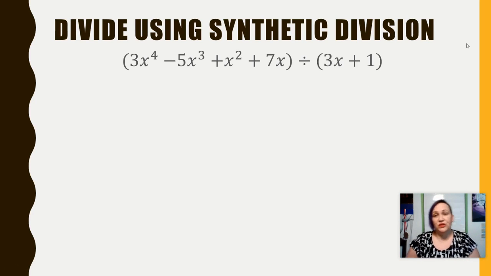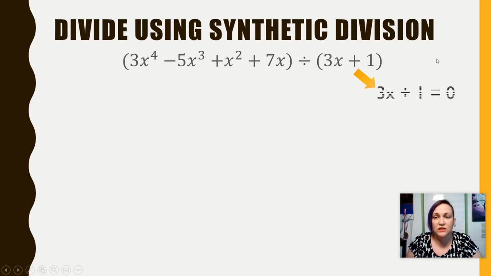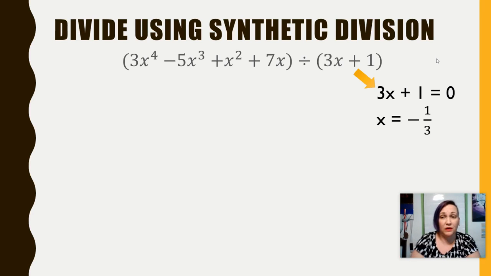So remember from the first video, we're going to take the thing we're dividing by, the 3x plus 1, and we're going to set it equal to 0 to figure out what to put in that little box corner. In this problem, I'm going to minus the 1, and then I do need to divide by the 3. And so I'm going to end up with a fraction. And that's what makes this one a little bit tricky. So in my little box, I'm going to put a negative 1/3.